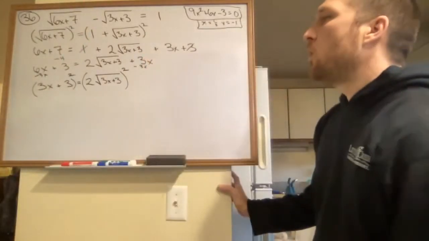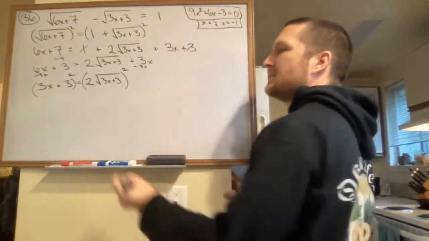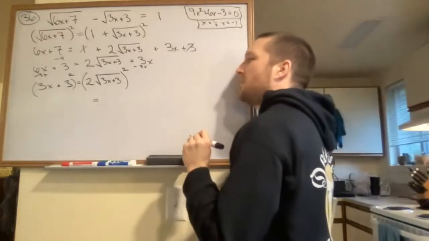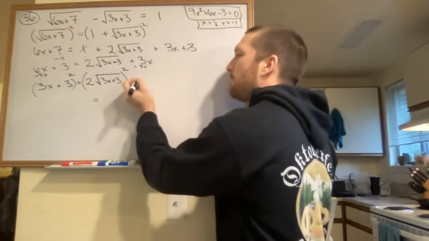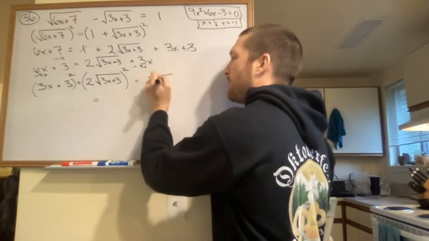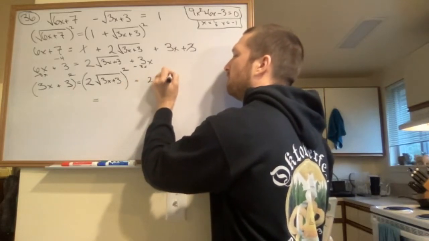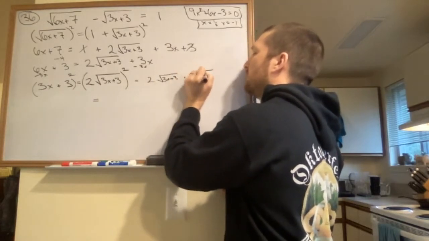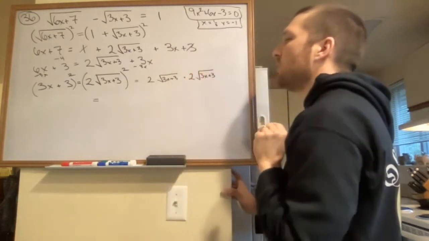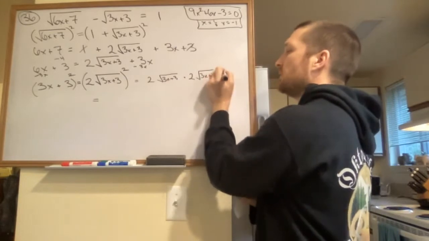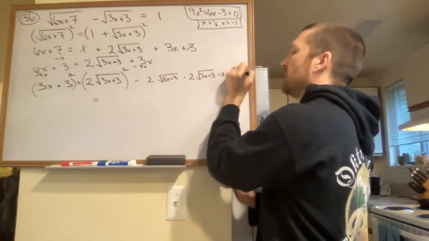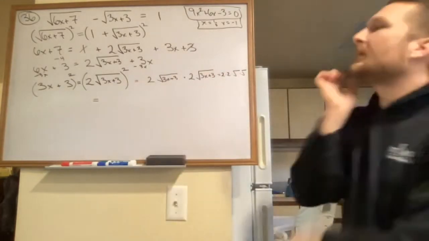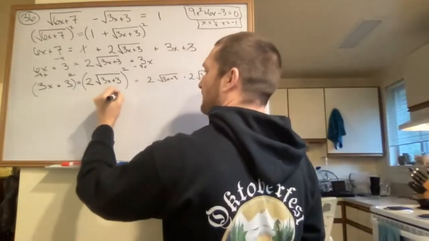Okay, now what is the right-hand side? What does that give me? It's this times itself. And so we could actually rearrange this, can't we? We could just say that's 2 times 2 times the root times the root. And so altogether, that gives me what? 4 times 3x plus 3.